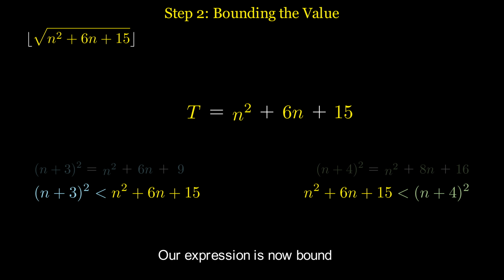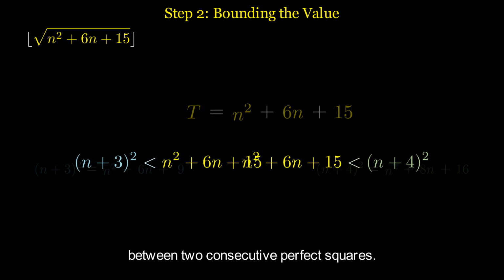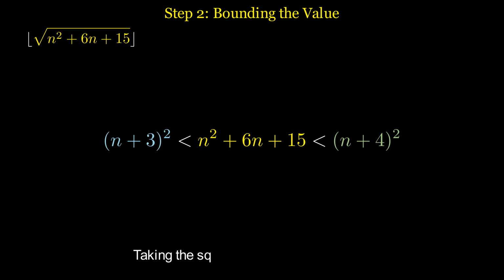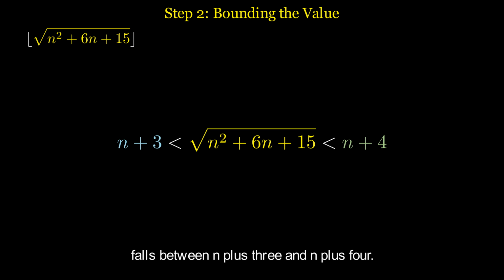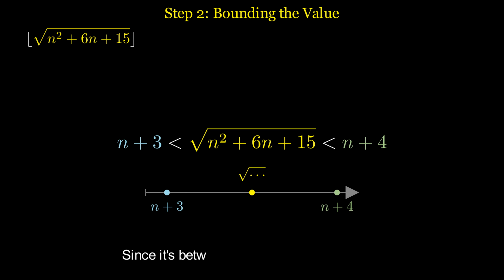Our expression is now trapped between two consecutive perfect squares. Taking the square root, we see the value falls between n plus 3 and n plus 4. Since it's between two consecutive integers, the floor is simply n plus 3.